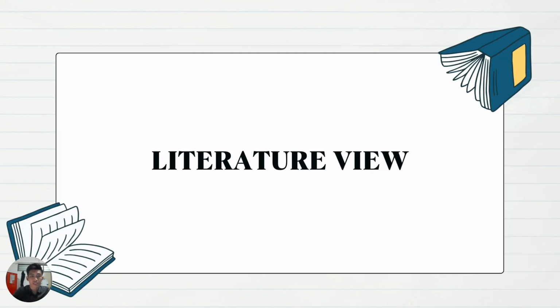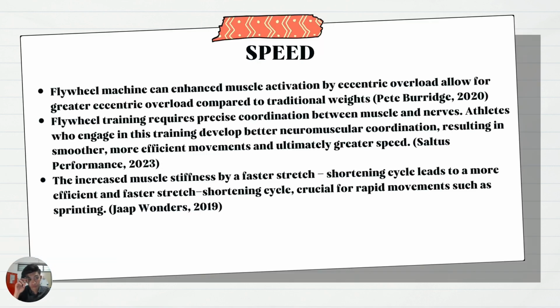So now let's look at the literature review. First of all is speed. Flywheel machines can enhance muscle activation by eccentric overload, allowing for greater eccentric overload compared to traditional weights. The use of eccentric overloads allows for greater force production at long muscle length, which can shift adaptation in power and speed. Next, it requires precise coordination between muscle and nerve.